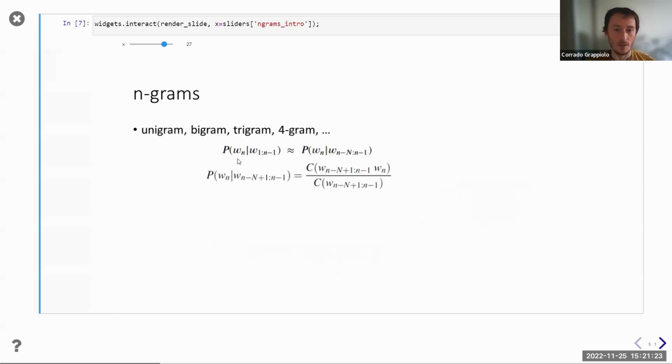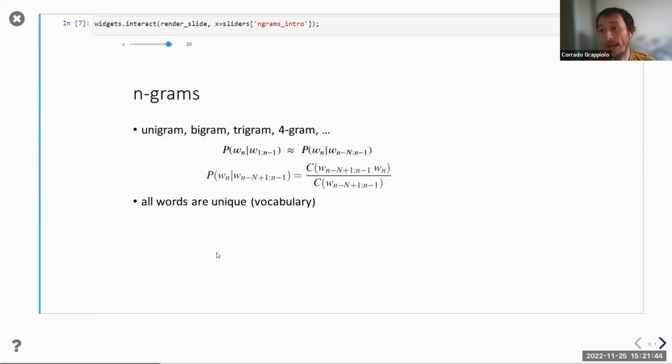A bit of terminology: depending on the history, we have a different way of naming these n-grams. If we don't use a history, we have unigrams, where we only calculate the probability of one word given no context. Then we have bigrams if we have a history of 1, 3-grams for a history of 2, 4-grams, and so on.